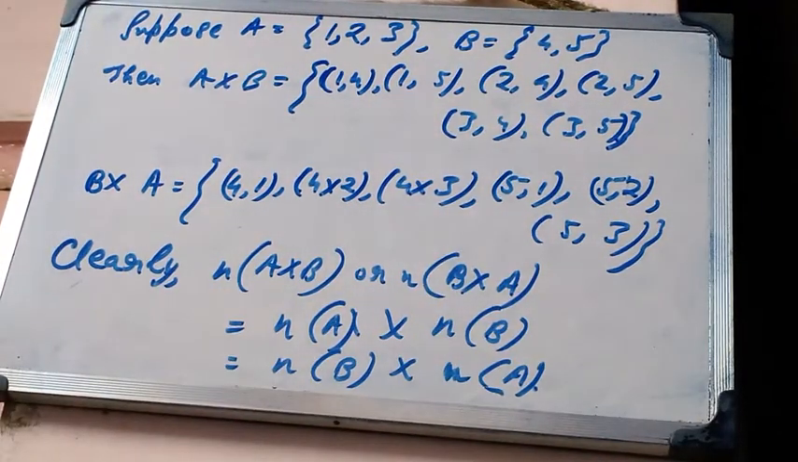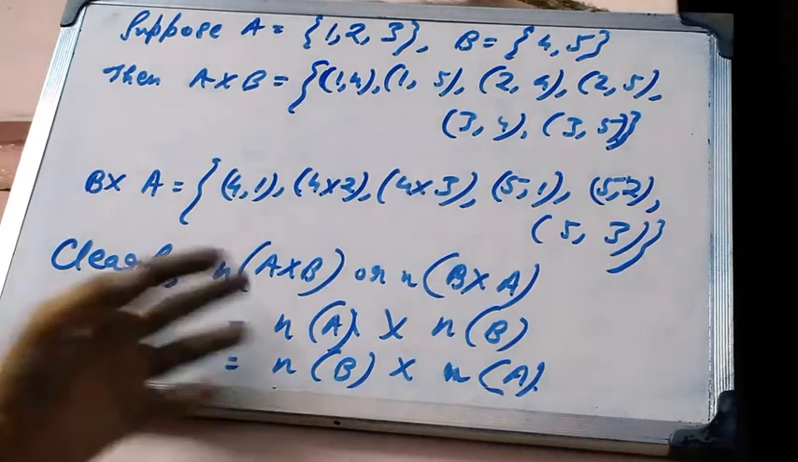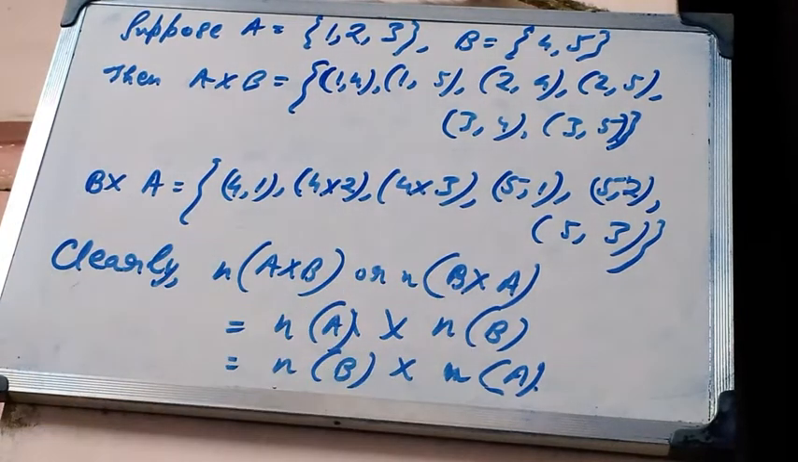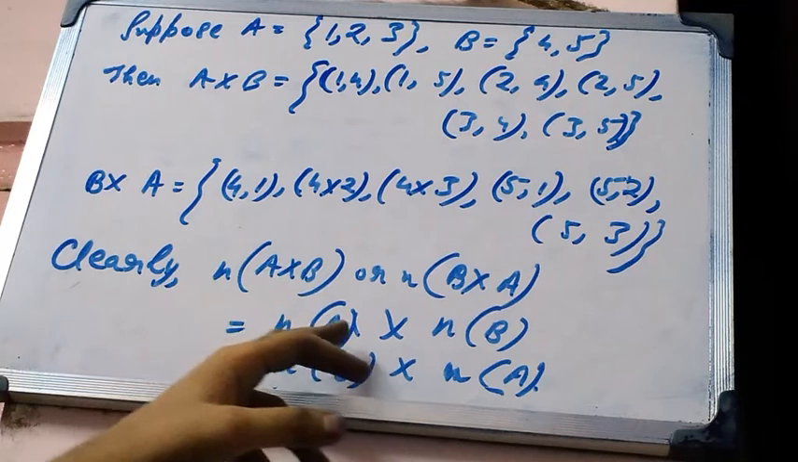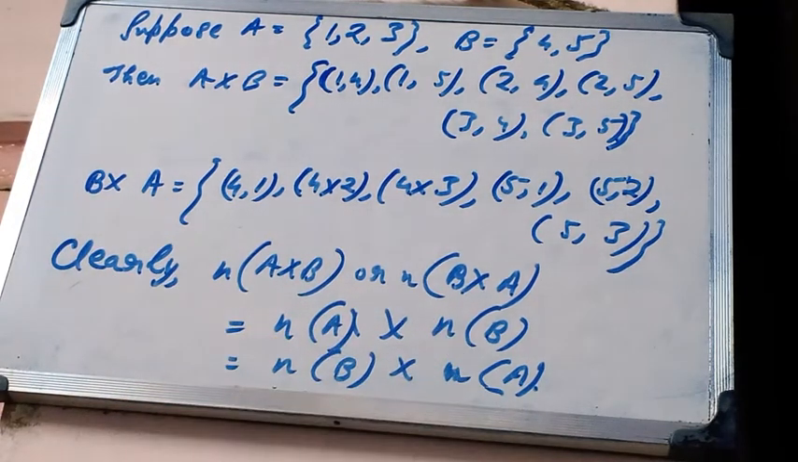So it is quite obvious that the number of elements of the Cartesian product of the sets A and B is nothing but the product of the numbers of elements of A and B. That means the cardinal number of A cross B or the cardinal number of B cross A is equal to the cardinal number of A times the cardinal number of B, or the cardinal number of B times the cardinal number of A. Now we have already read what the cardinal number is. If you don't know, you have to watch the previous video on sets. I'll mention the link in the description box.